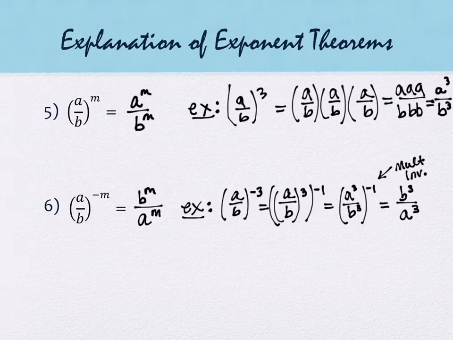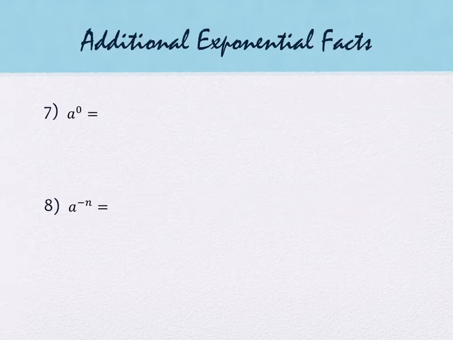Okay, I have 2 additional exponent facts that are kind of some fun ones that are interesting to show. Does anybody remember what a to the 0 is? It's 1, and I'm going to prove it in here in a second. How about a to the -n? Yeah, 1 over a to the n, like that.